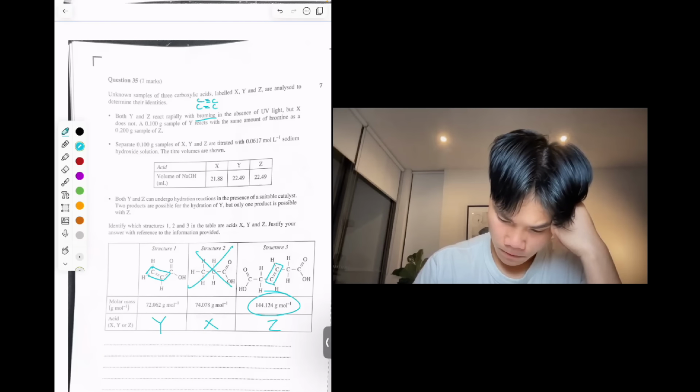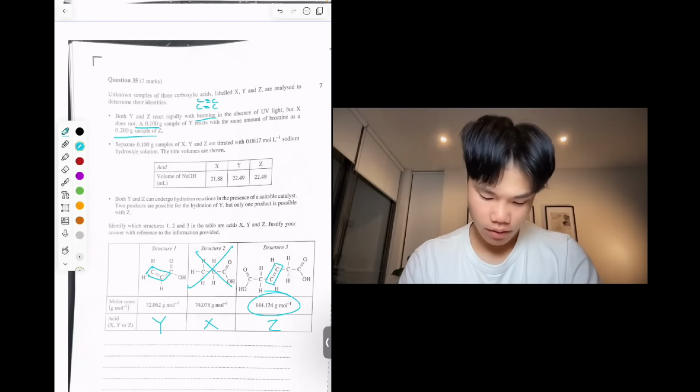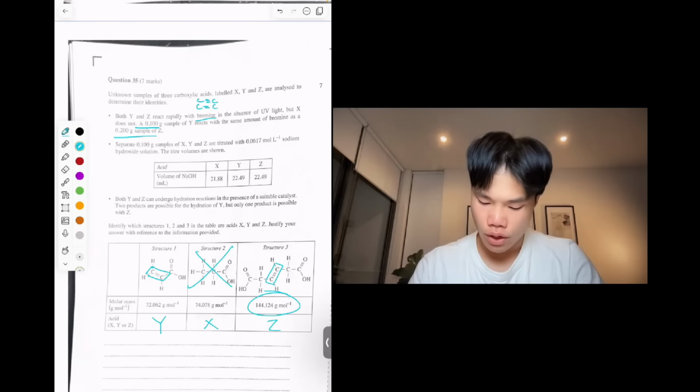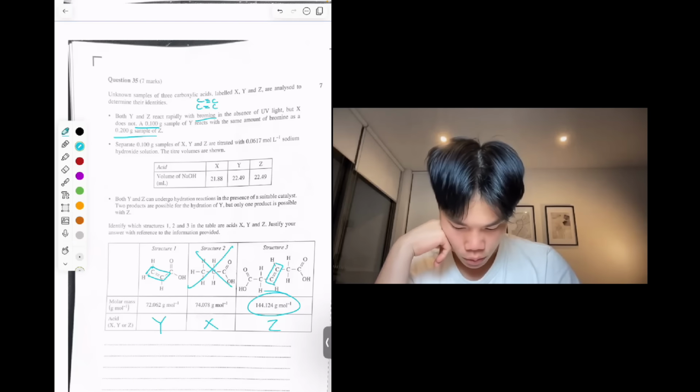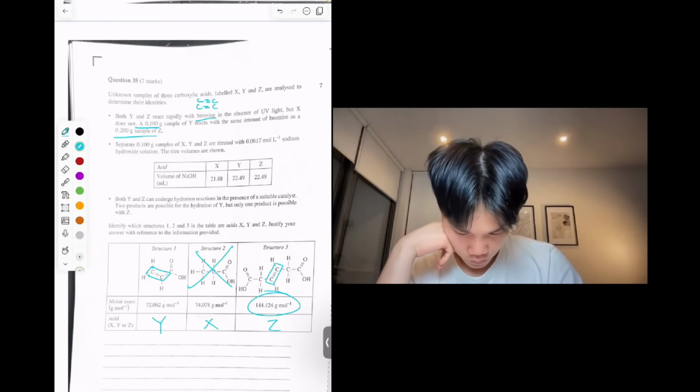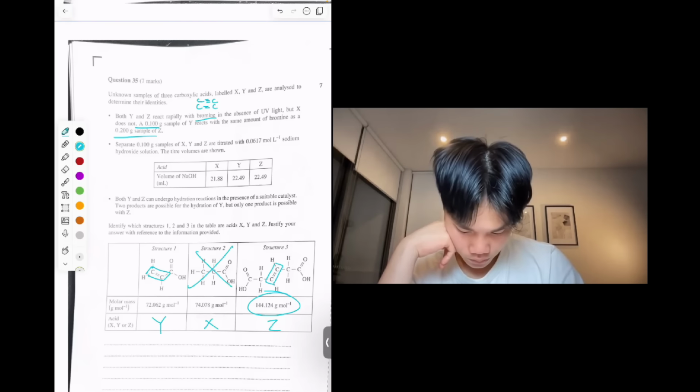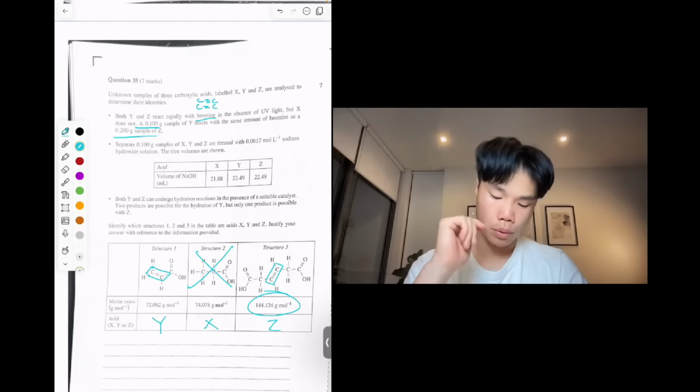Let me just fact check myself. 0.1 grams to 0.2 grams. Yep, that makes sense to me. Let's justify everything else. Y and Z can undergo hydration reaction in the presence of a suitable catalyst. Two products are possible with the hydration of Y, but only one product is possible with Z. Yep, so that pretty much confirms what we've found.